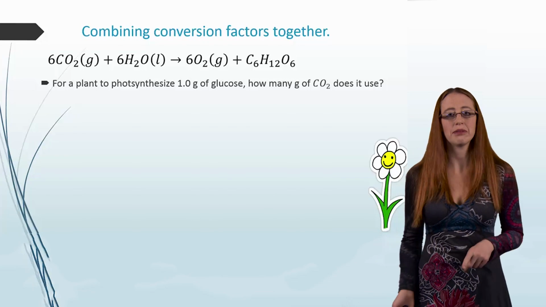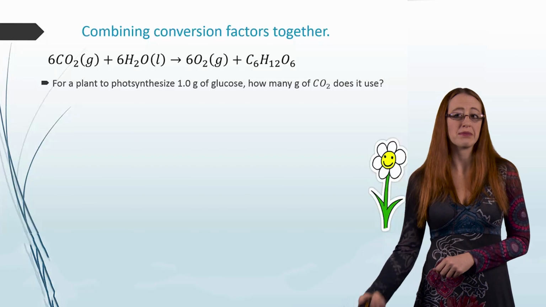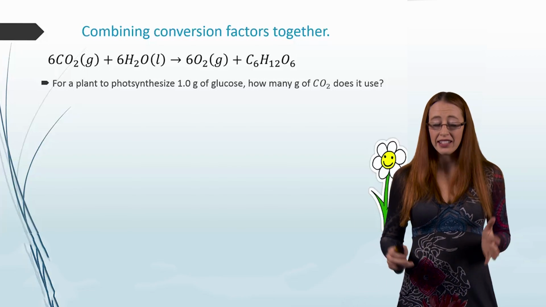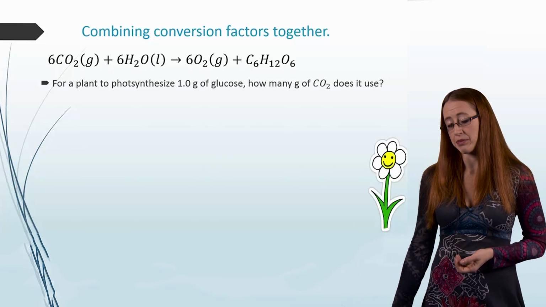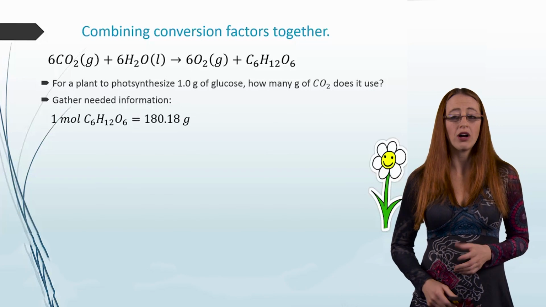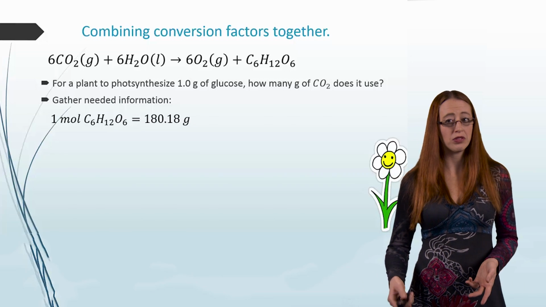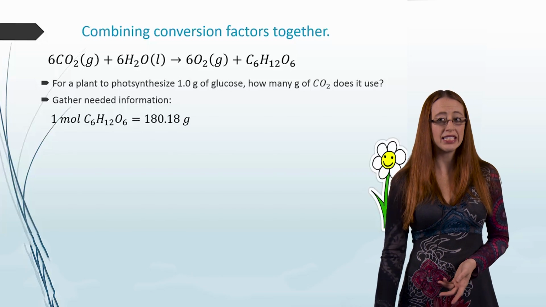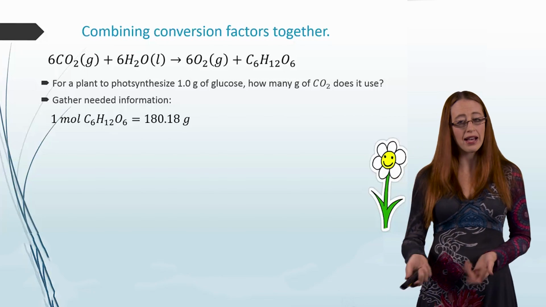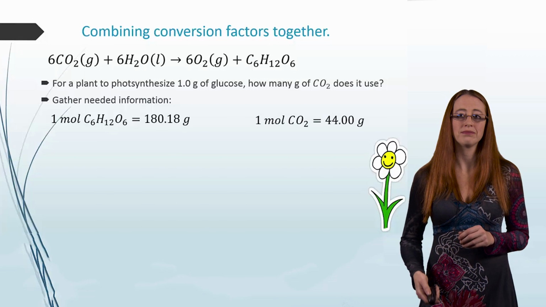Now we're converting between reactants and products, which is a little bit different, and also between grams and grams. You can't convert directly between grams and grams. You have to go through moles first. So let's come up with all of the information we need first. First off, we need to get from grams of glucose to moles of glucose, so we're going to need the molecular mass of that. We can add that up from the periodic table. I trust that you can do that part.